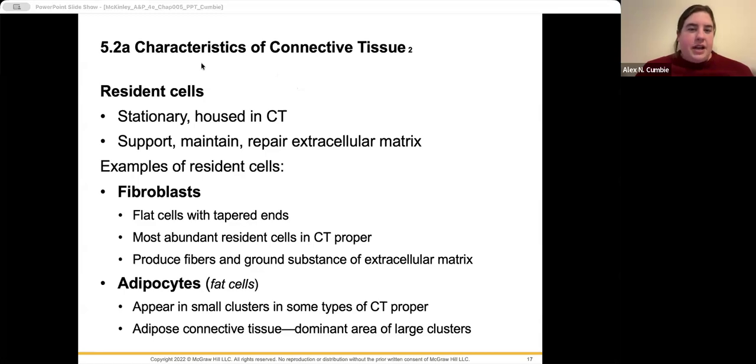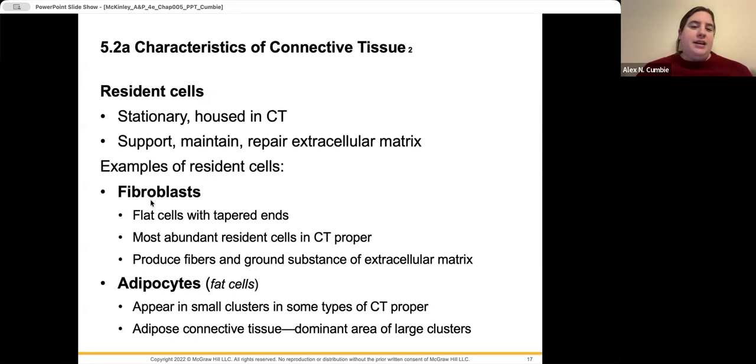Our three cell types are resident cells, which include fibroblasts and adipocytes, and then we're going to look into some that are not considered resident cells, but ones that move around a bit more. Resident cells are stationary cells that just stay in the tissue, and they generally don't move anywhere. They provide many different functions based on the cell type. So we're going to look at these two main types right now.